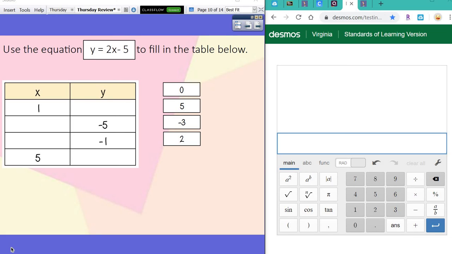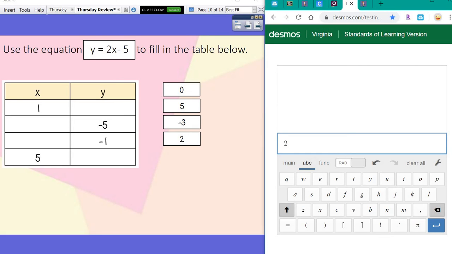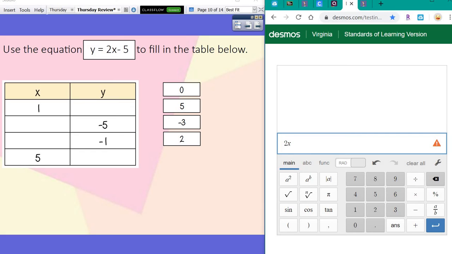Use the equation y equals 2x minus 5 to fill in the table below. So immediately, whenever I see an equation, the first thing that I'm going to do is I'm going to come over here and put in 2x minus 5, because I'm going to need to use that, okay?